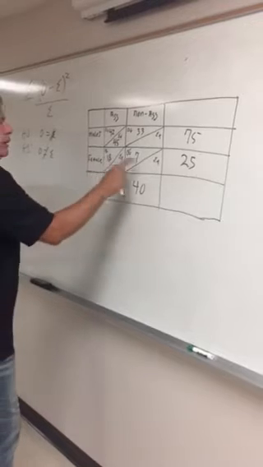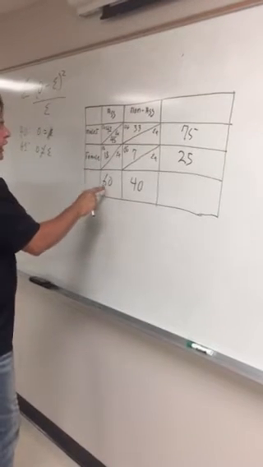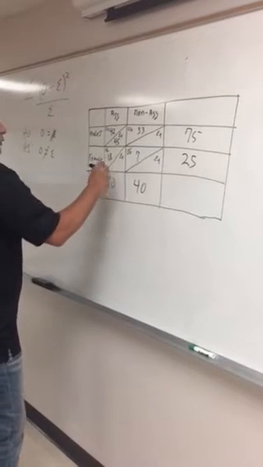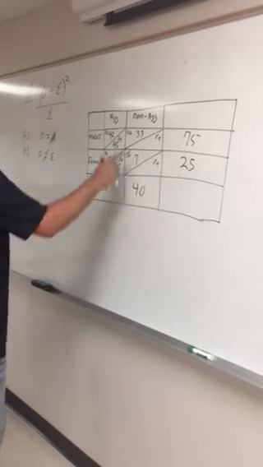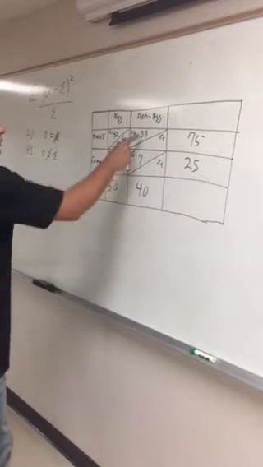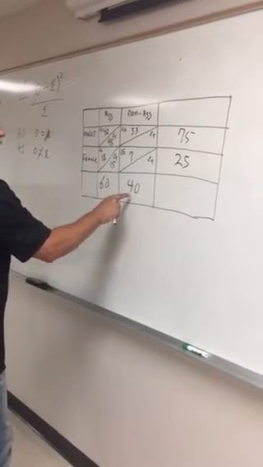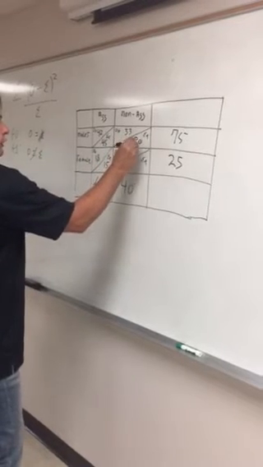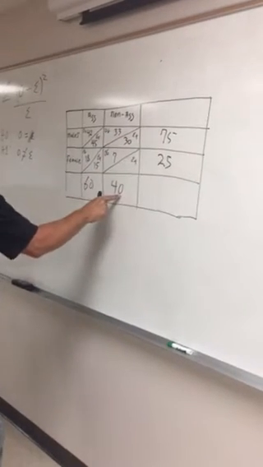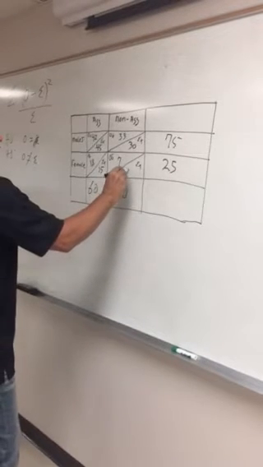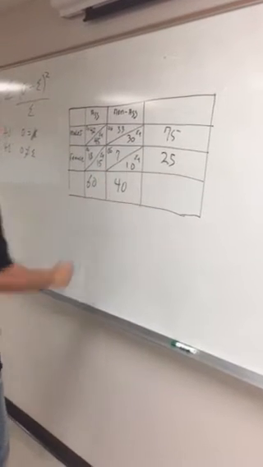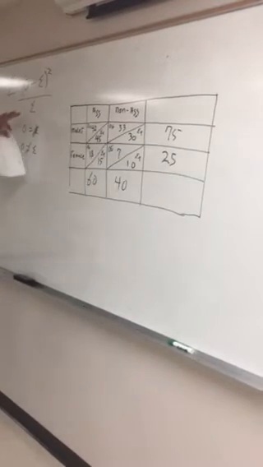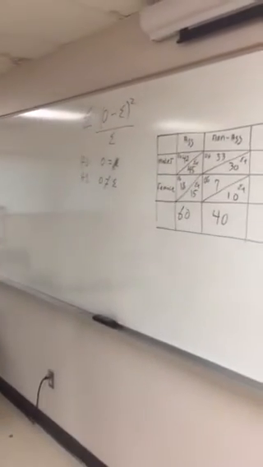Now I'm going to do the same thing for aggressive females. I'm going to take 25% of 60, which is going to give me a value of 15. Come over here to non-aggressive. I'm going to take 75% of 40, and that's going to give me a value of 30. And now I'm going to take 25% of 40, which is going to give me a value of 10. Now I have all of my data, so I can actually come over here and do my test statistic.